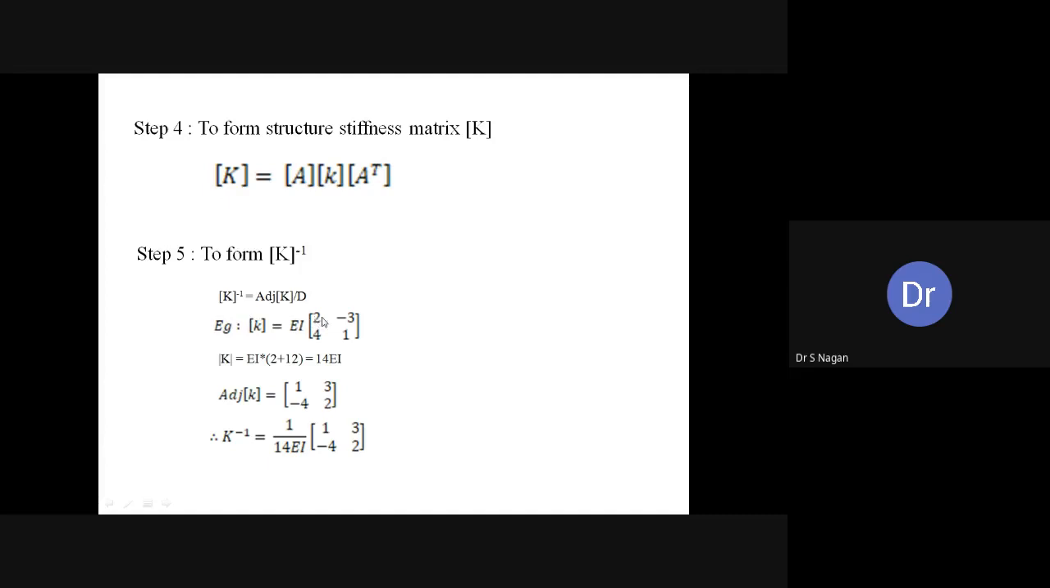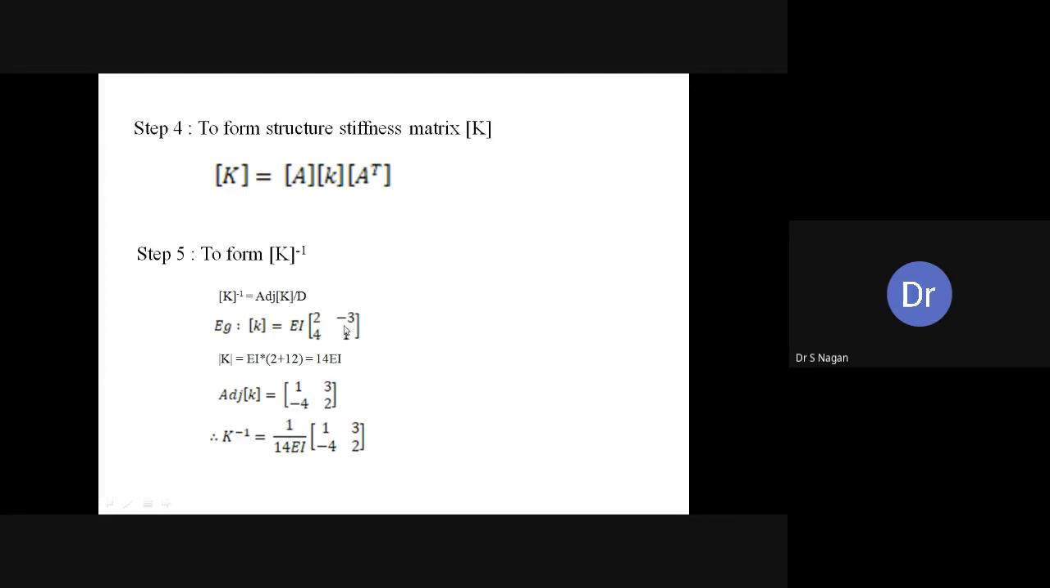So, for example, if we have a small k equal to EA into the matrix 2, minus 3, 4, 1, I've given an example of how to find the K inverse. The determinant of K, that is capital D, is 2 into 1 minus 3 into 4, so that will be your determinant. Then 1 by determinant, with EA there, will be 1 by 14 EA, and then adjoint K.